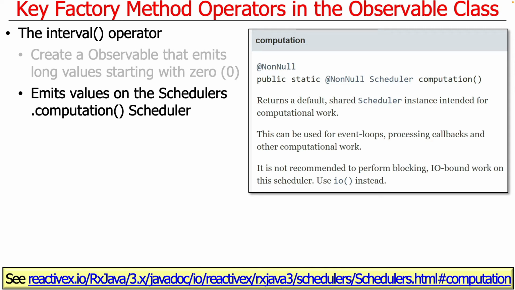By design, the interval operator emits the values using the scheduler's computation factory method. So it's this factory method, scheduler's computation, that returns a scheduler. And this is a default pool of threads, typically going to be associated with a number of cores on the computing device. And that runs in the background and is expected to be used for CPU-intensive or computation-bound tasks, not intended for I/O-bound tasks. As it says here, it's not recommended to perform blocking I/O work on the computation scheduler. Use the I/O scheduler instead.